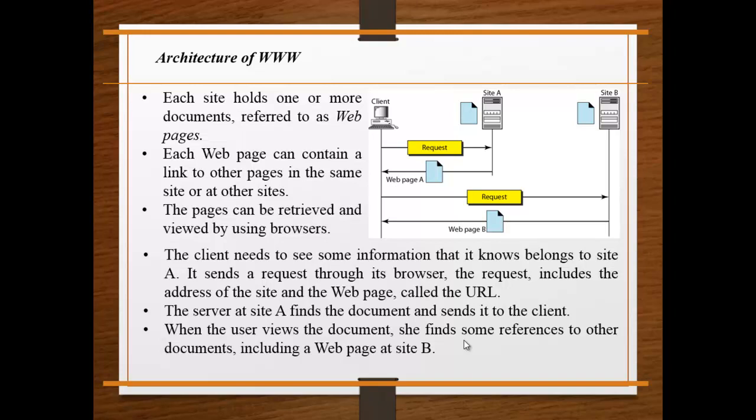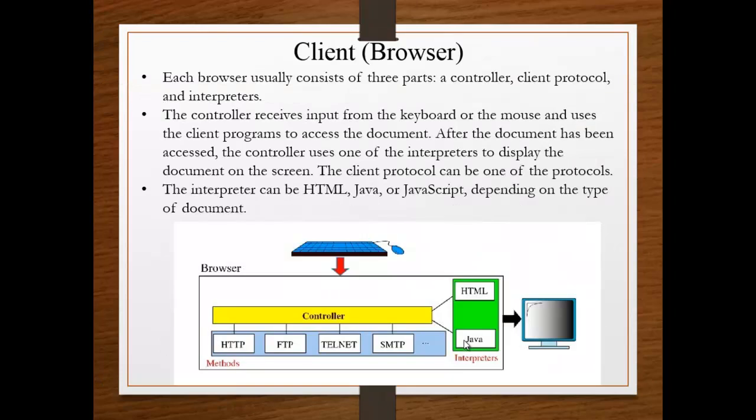So this is the very basic architecture. The architecture is very simple. The client will send a request to the server in the form of a URL. Based on the request, the server will provide the web page to the client. So first, we have to simply see what is a client and what is a server. Just a basic definition. The client is nothing but the browser.